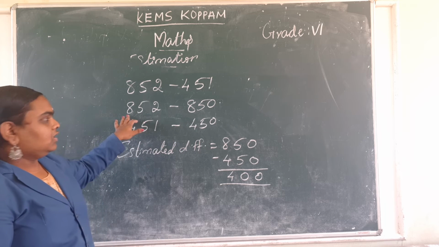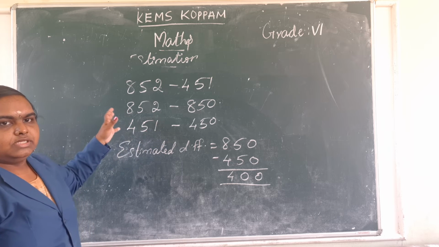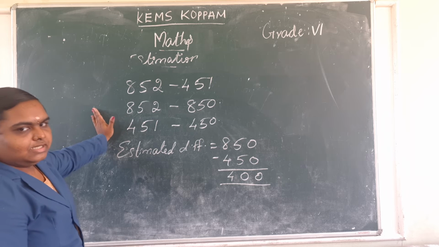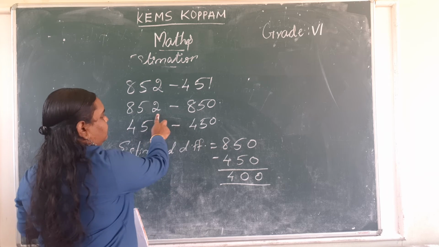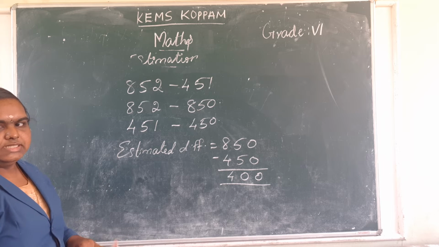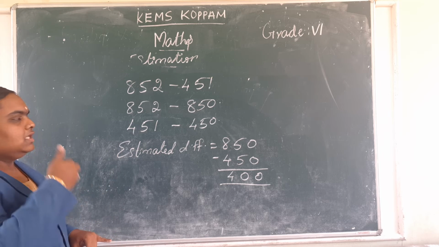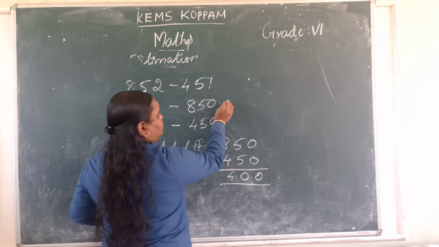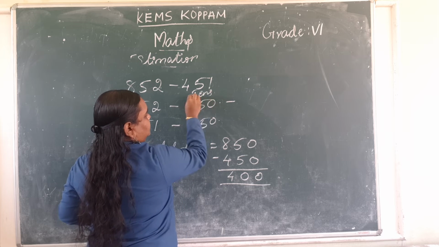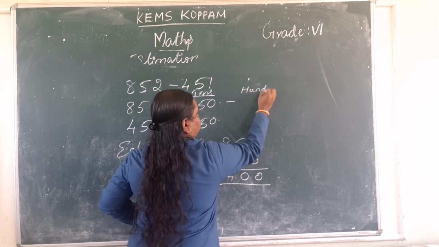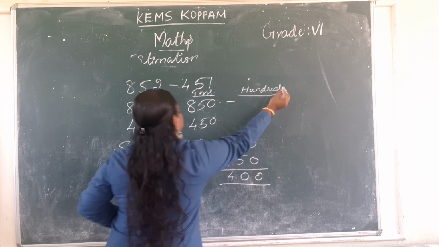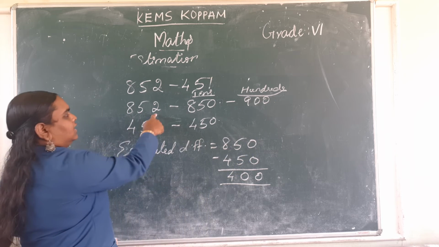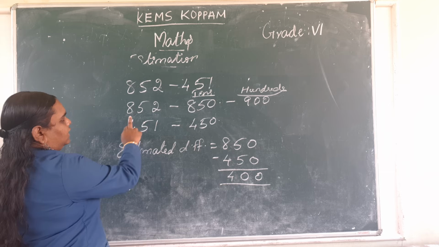If you are taking this for hundreds, then 852 is in between 800 and 900. 850 is the middle value, and 852 is above the mid value. So if you are taking for hundreds, 852 will be changed into 900, because this is above the mid value. So I am taking 900.